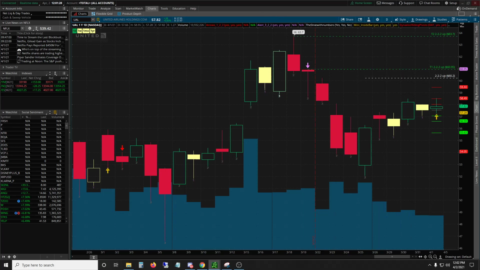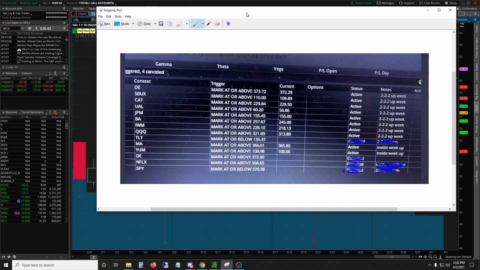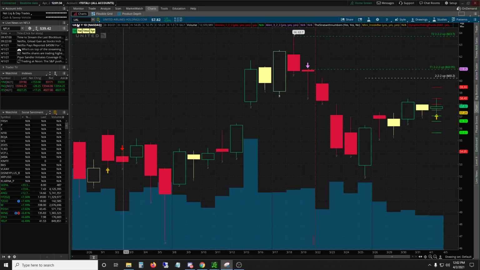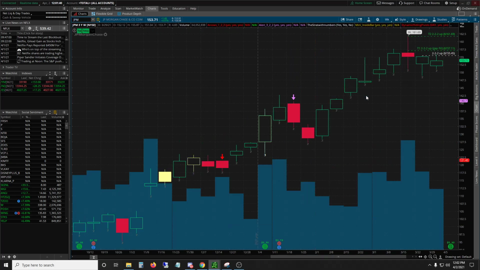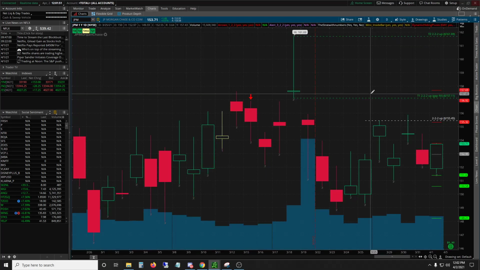Next one is JP Morgan, and I can't drag my screen down. I have 4 monitors, so moving stuff around as we go. Weekly chart, a break above 155.45 with target 1 of 157.11. This one did trigger, but it didn't pan out. Popped right above it and fell back down.